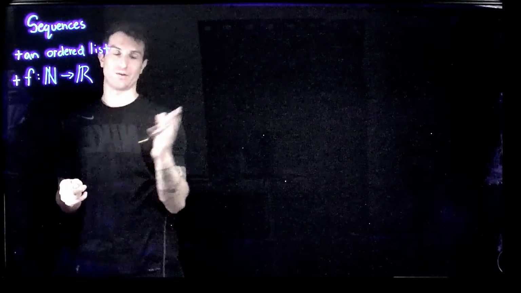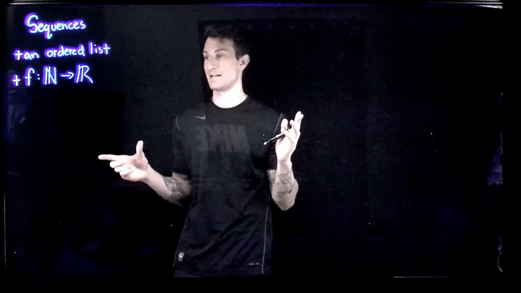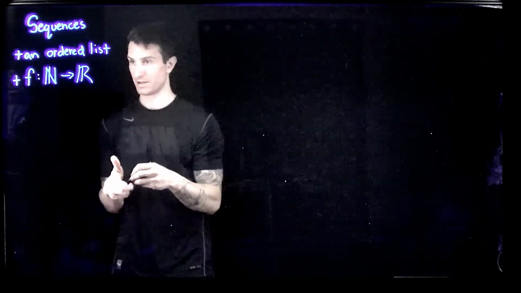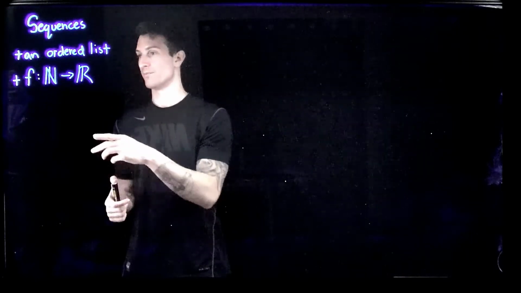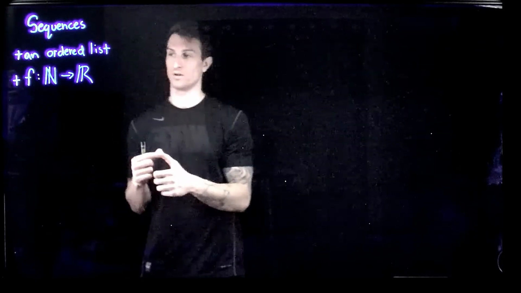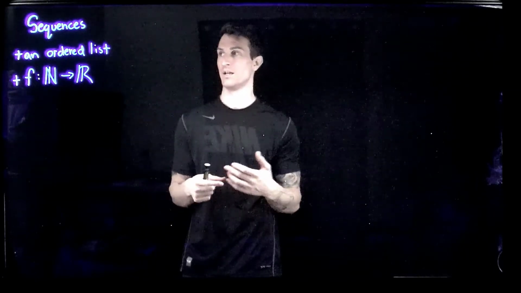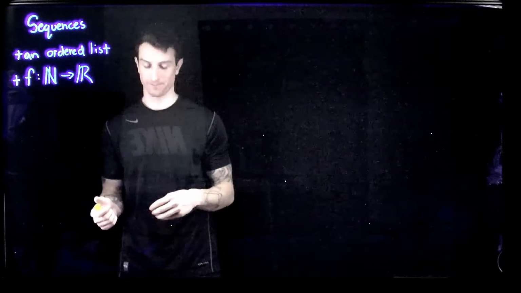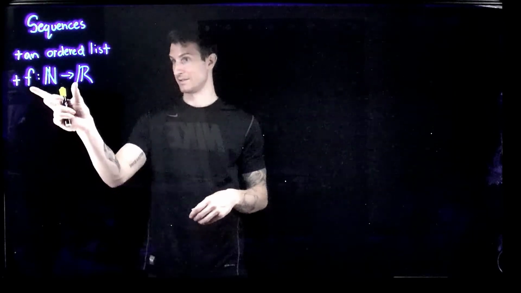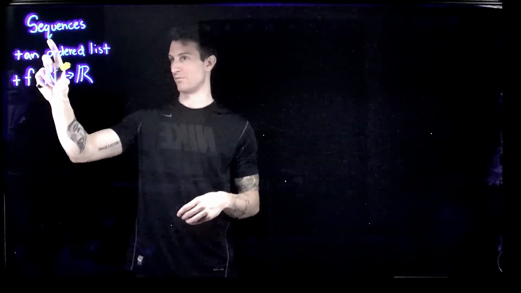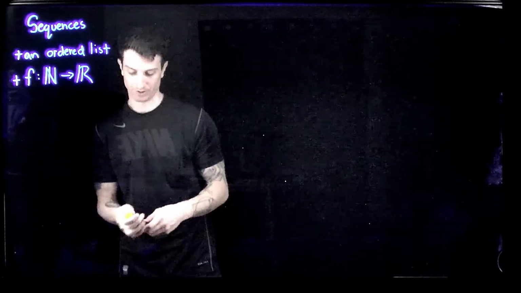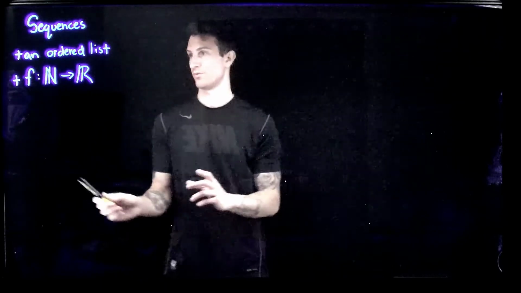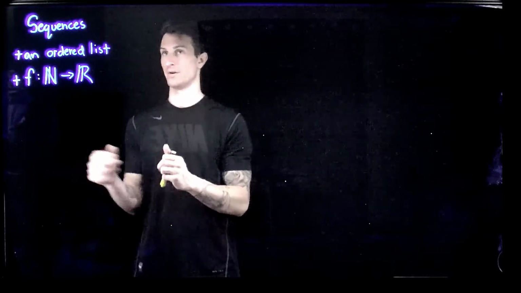Now, the real numbers are any decimal, right? Or any number you could possibly think of other than complex values. And the natural numbers are the counting numbers, 1, 2, 3, 4, etc. So that's what's meant by this fancy math notation over here. It's a little bit hard to think about how it can be an ordered list and also a function. So let's just jump right into an example and we'll go through it.